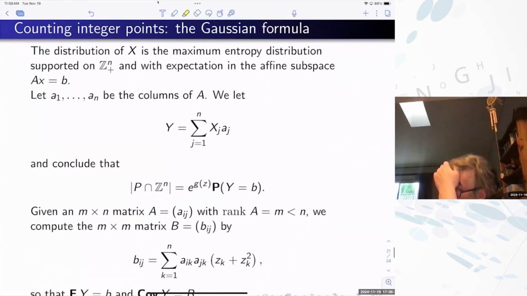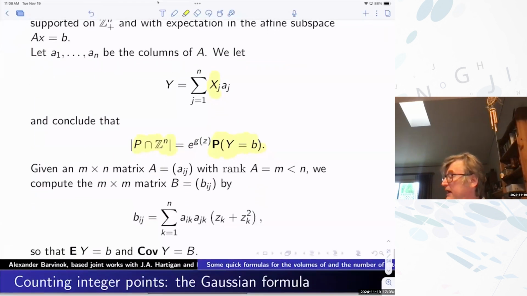And again, we get a random vector, which is the sum of columns of the matrix weighted by these random geometric variables. And we can express the number of integer points through the probability mass function, the probability that this vector hits its expectation. But in the discrete situation, everything is kind of much more complicated.